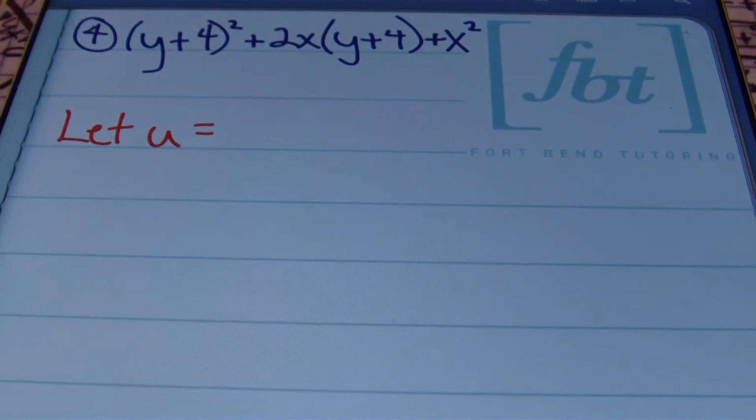All right, getting through these problems today, ladies and gentlemen. Here we go with problem number 4. We have the quantity of y plus 4 squared plus 2x times the quantity of y plus 4 plus x squared.